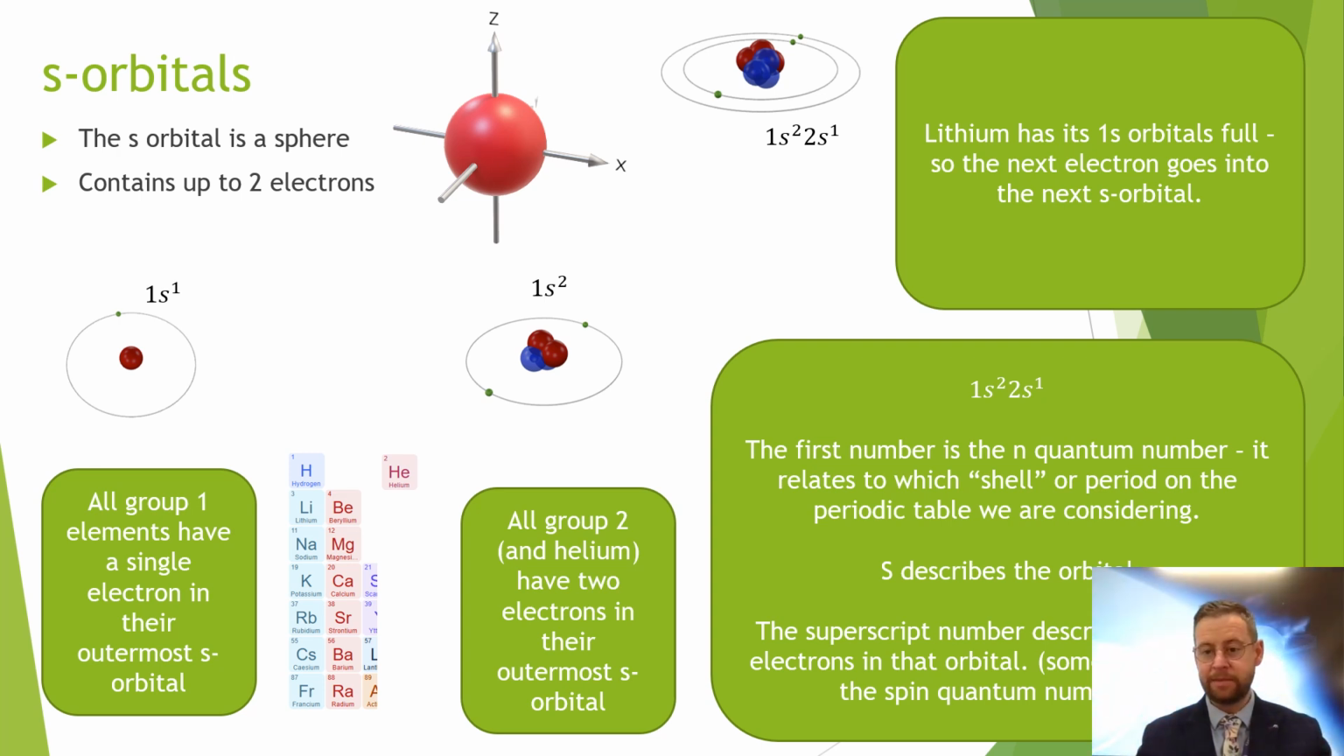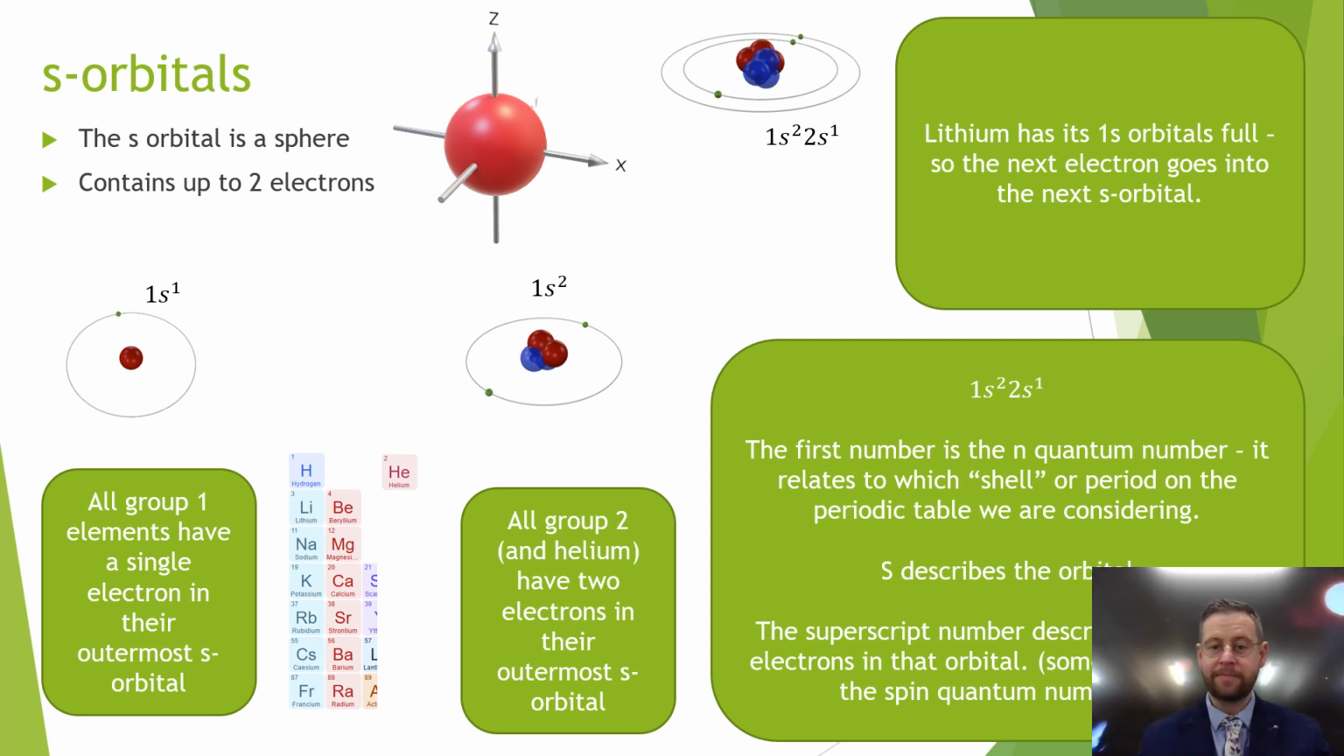Now, all elements beyond helium are going to have a full 1s orbital. It just means that further orbitals build around the outside. If we look at lithium, it has 1s1 and 1s2, and we shorten that by saying 1s2, because if it has 1s1 and 1s2, then we can shorten it by just saying, yes, it is full. 1s2 is the full shell.